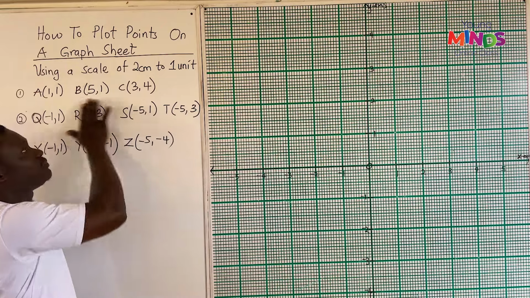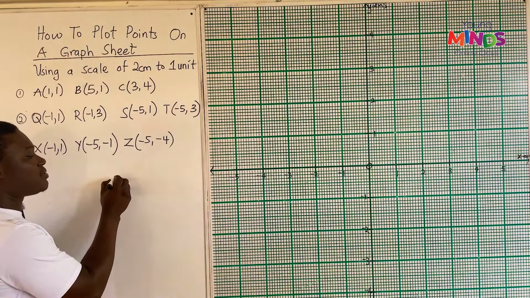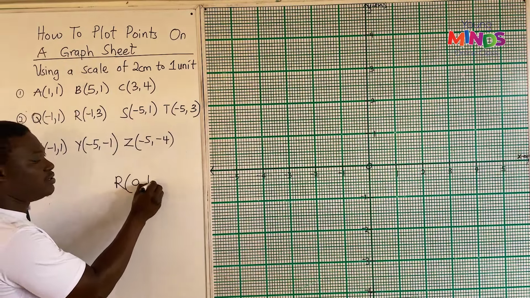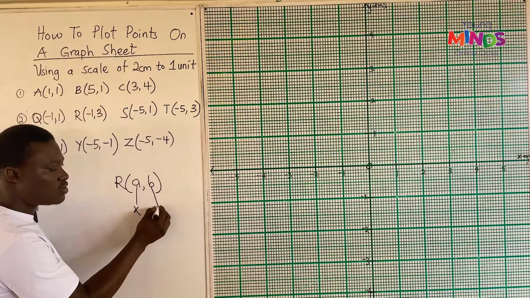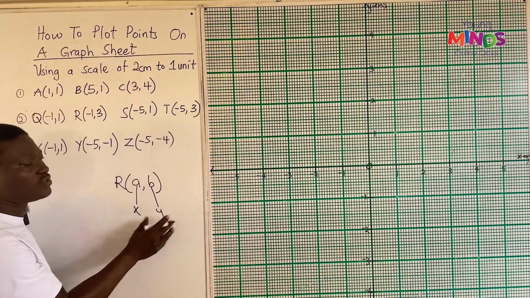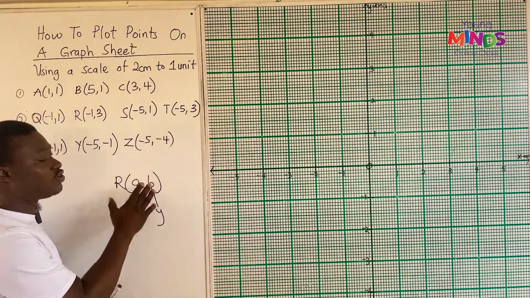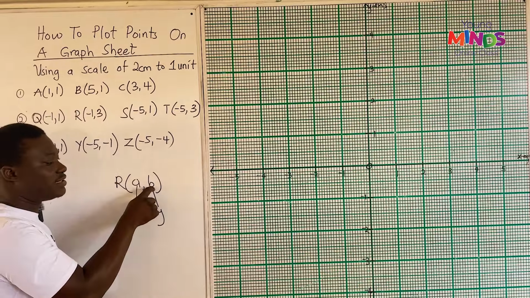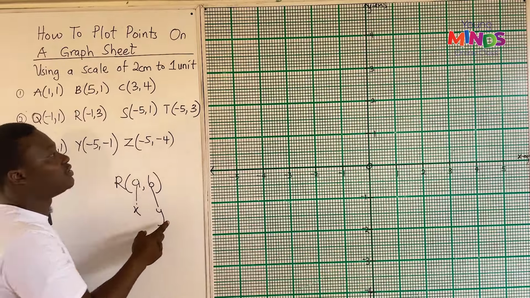Now let us plot points. If you have a point, say A(a, b), the first coordinate will be plotted on the x-axis and the second coordinate will be plotted on the y-axis. So anytime you are given a point, you make sure that you get the first coordinate on the x-axis, then the second coordinate on the y-axis. So if you have point A(1, 1), what it means is that you first get the first point on the x-axis and then the second point on the y-axis.